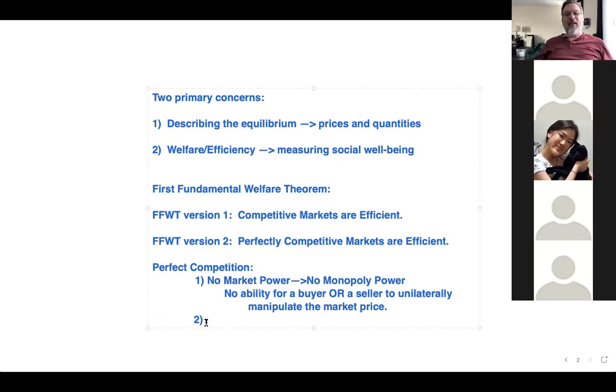But what you're seeing with GameStop right now is a manipulation of the market price. And I don't want to get into all the details, but it's not a competitive market. People are messing around with the GameStop price. Another way of saying no market power, which is better. But notice I said buyer or seller, right?